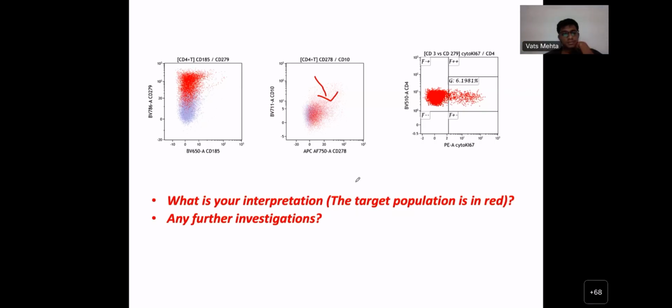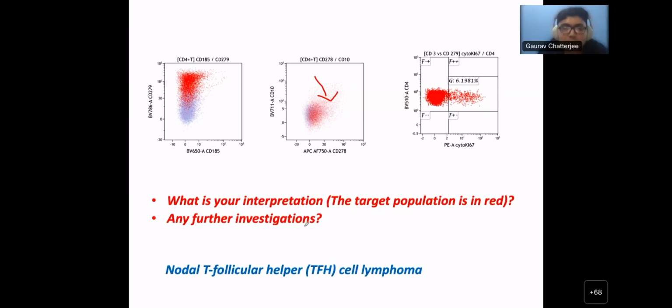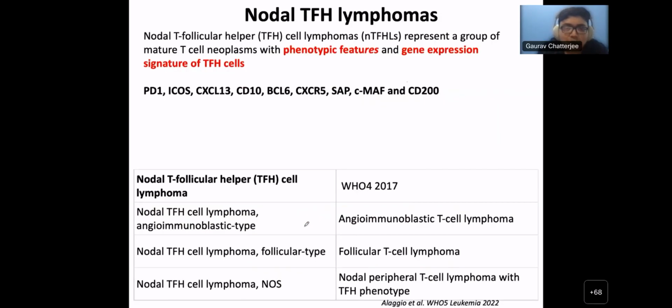So this looks like a T follicular helper cell lymphoma, or nodal T follicular helper cell lymphoma. So if you just look at the way these things are classified these days, this is a group of lymphoma that has this phenotypic feature and gene expression feature of T follicular helper cell, or TFH cell.